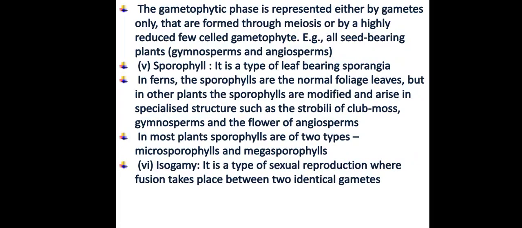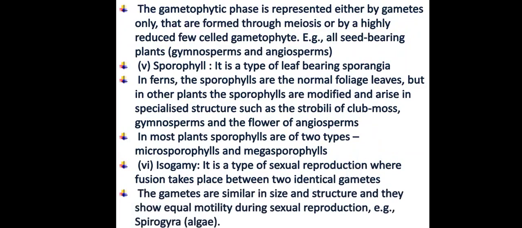Isogamy. It is a type of sexual reproduction where fusion takes place between two identical gametes. The gametes are similar in size and structure and they show equal motility during sexual reproduction. Example: Spirogyra. It is an alga.